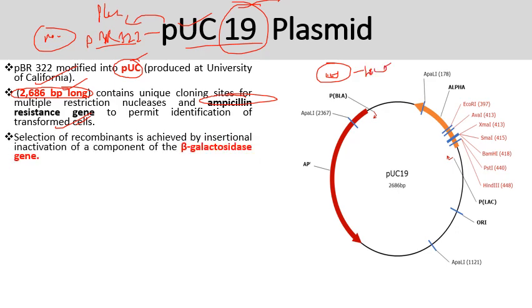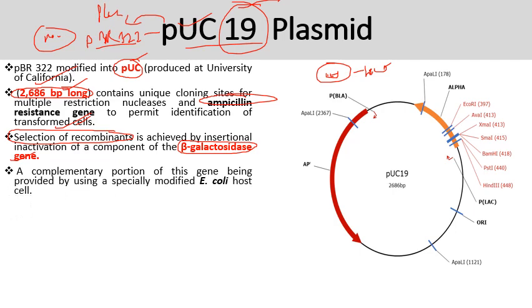So selection of recombinant is achieved by insertion and inactivation of components. That is the presence of reporter gene, which is mostly LAC-Z gene, which codes for enzyme beta-galactosidase. तो इसको inactivate किया जाता है और इसे हम selection में help करते हैं. A complementary portion of this gene being provided by using specially modified E.coli host cell. तो इस complementary portion gene का ऐड किया जाता है जिससे ये जो जीन है वो इनएक्टिवेट हो जाती है.